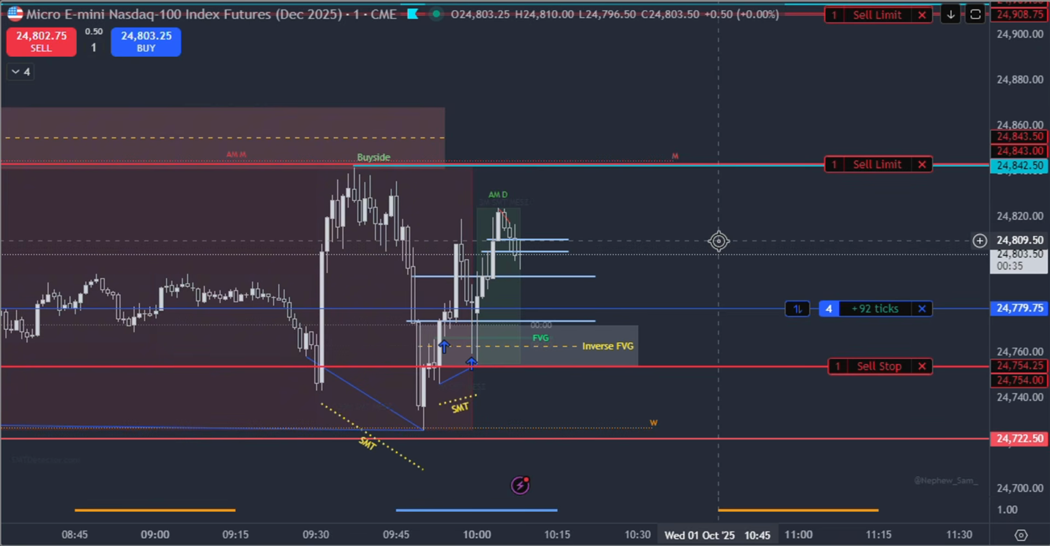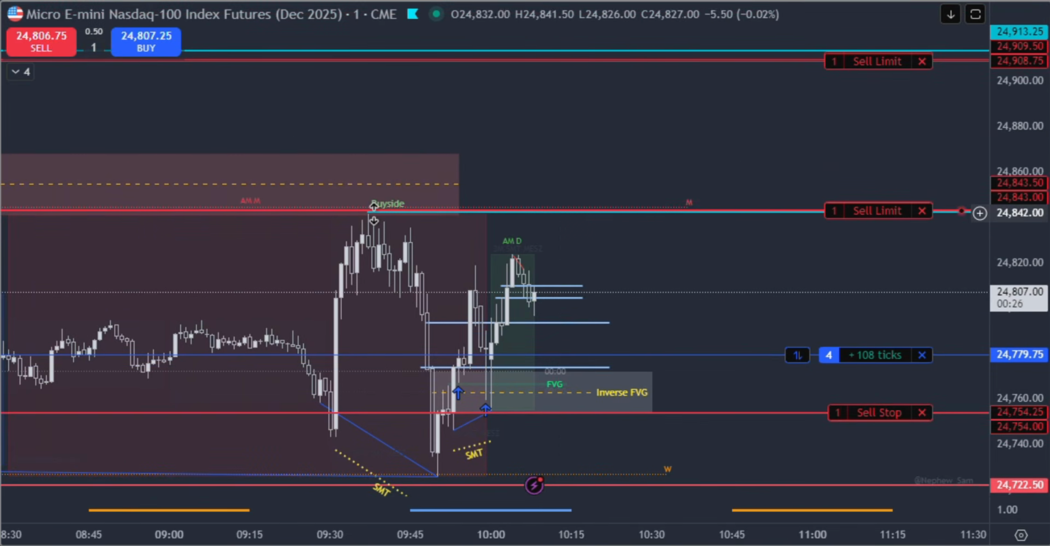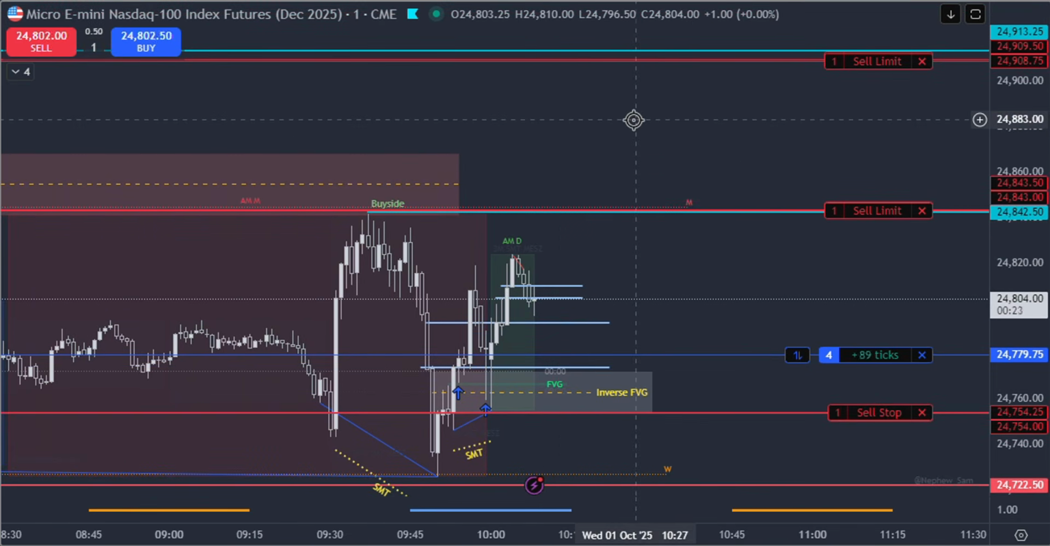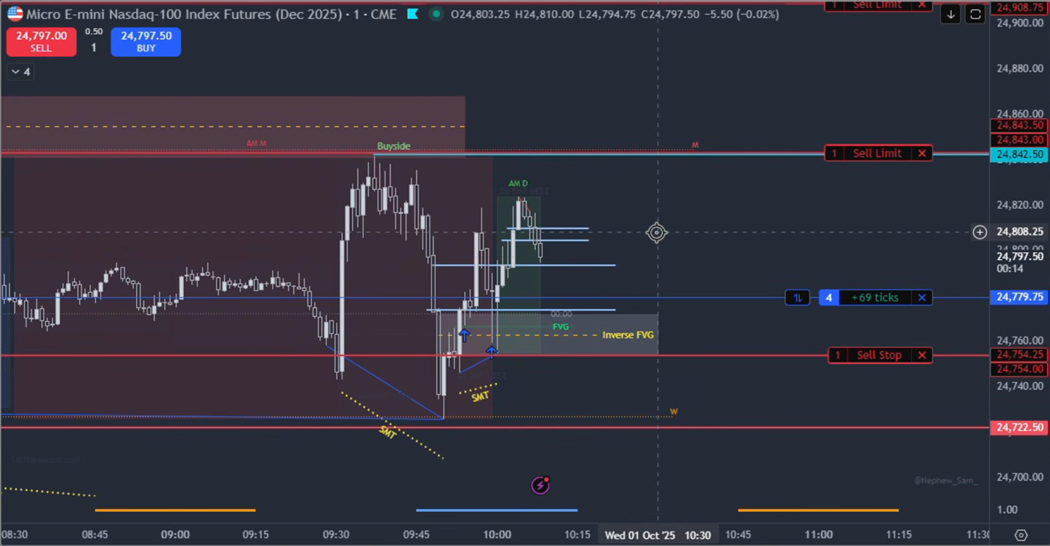And I don't expect any type of reversal from here until we purge more buy side, or if I see any other type of SMTs with these highs here. And because ES, the Dow Jones, and NQ are still in sync, I still expect for us to keep going higher.